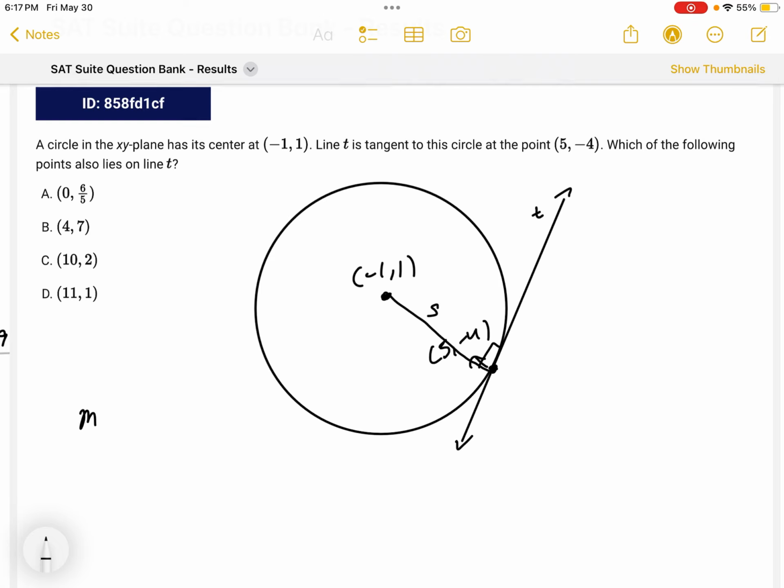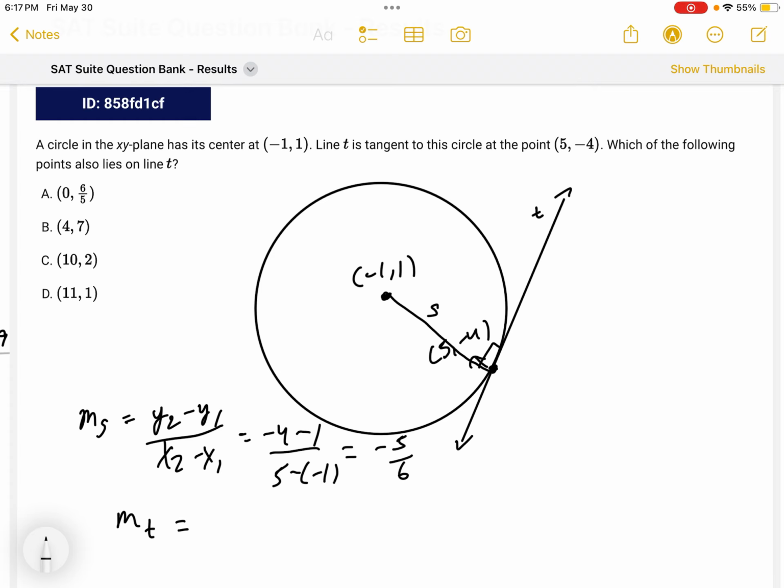So our slope for the segment is y2 minus y1 over x2 minus x1. That's, let's see, -4 minus 1 over 5 minus -1. That's -5 over 6. So that means the slope of line T is the negative reciprocal, which is 6 over 5.